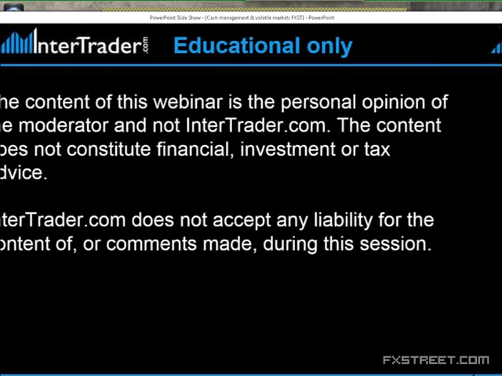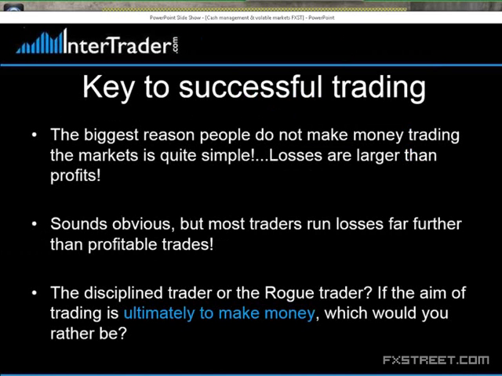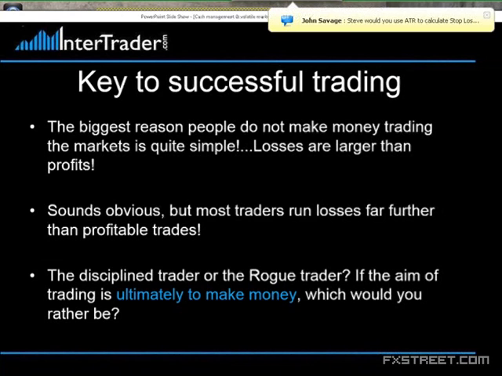So the key to successful trading. Well, the biggest reason people don't make money trading in the markets is quite simple. The losses are larger than the profits. Sounds obvious, but most traders run losses far more than they do actual profitable trades.